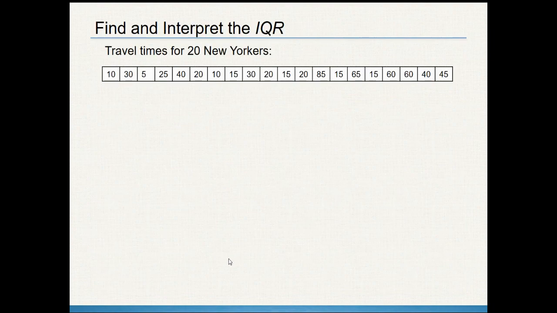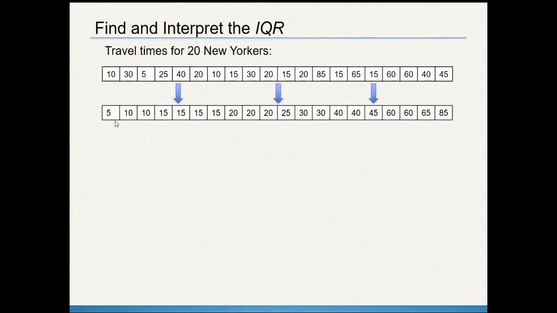So here are our travel times for 20 New Yorkers. We put it in order, we get this list right here. We already know that the median is right here between 20 and 25. If we take the first set, which is the first 10 numbers, and find the median of it, we're looking between the 5th and 6th values, which in this case are 15 and 15, so Q1 is going to be 15.